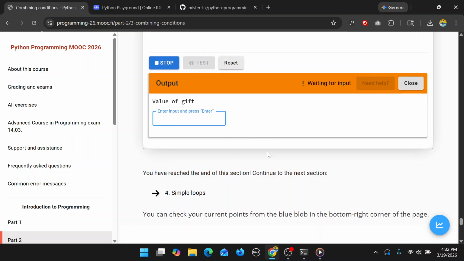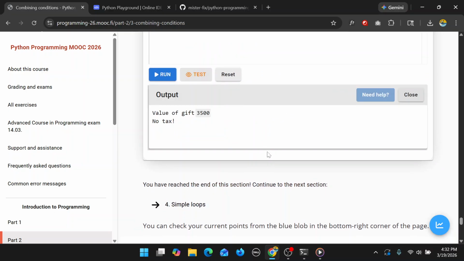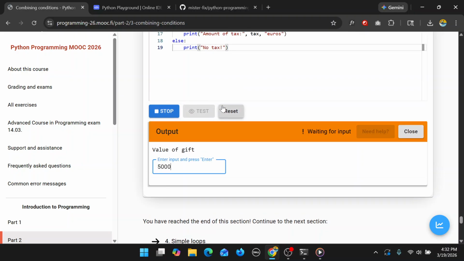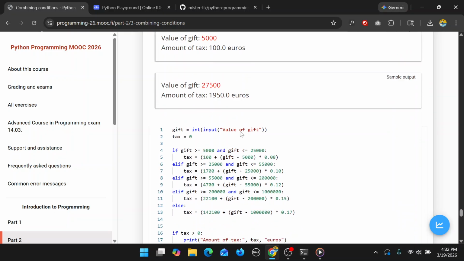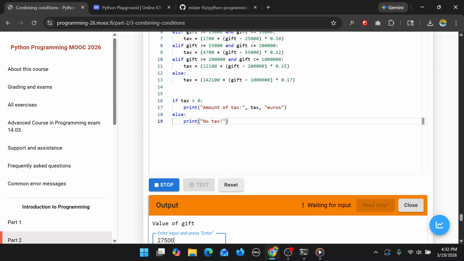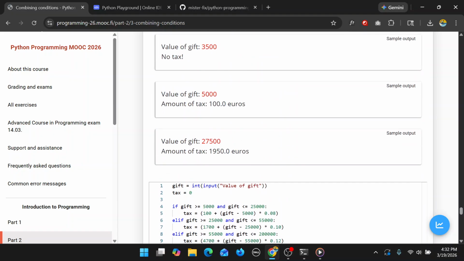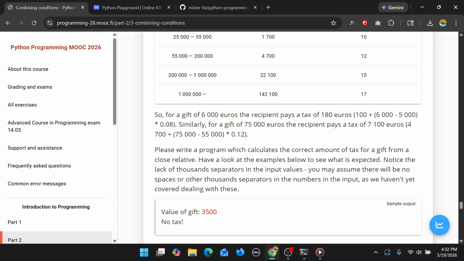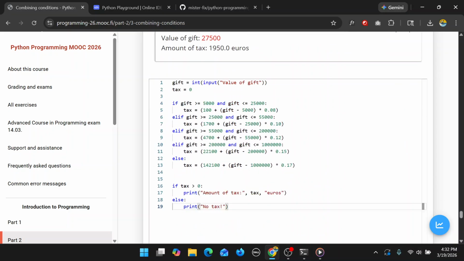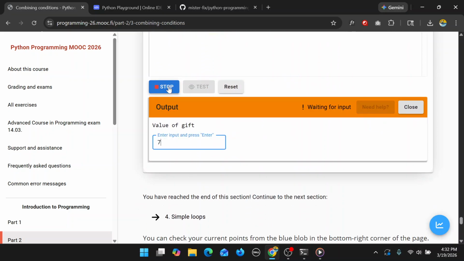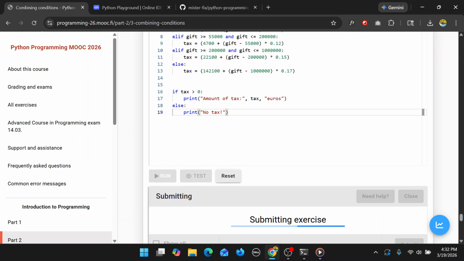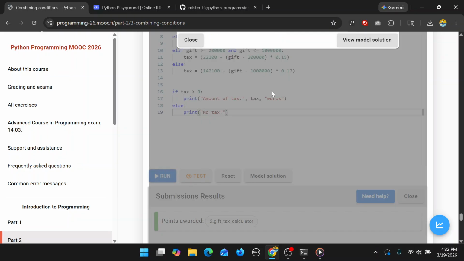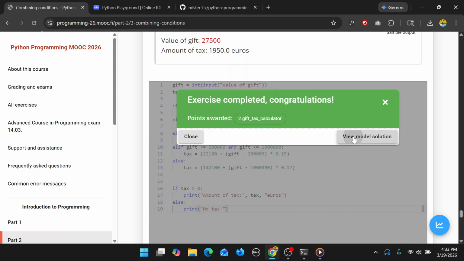So let's run this. If we plug in 3,500, we get no tax. If we plug in 5,000, we get 100 euros. If we plug in 75,000, I think it said... no, 27,500, and we get 1,950 euros. There was some other, so 75,000 should return 7,100. So let's try 75,000. Yep, we get 7,100 euros. So let's test this and see if we pass our tests. And we do.